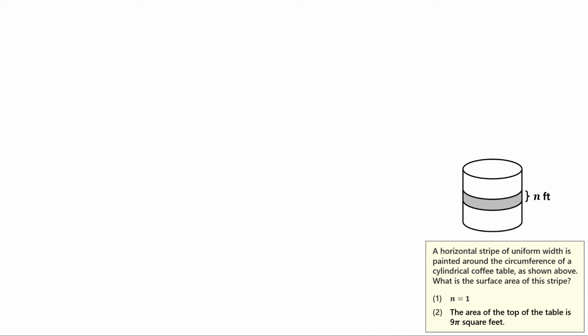Statement 1 tells us that n equals 1. In the diagram, we see that n is the width of the stripe. And finally, statement 2 gives us the area of the top of the table.